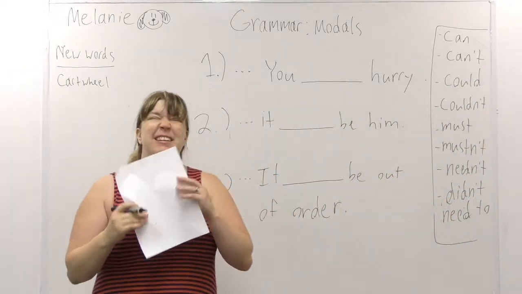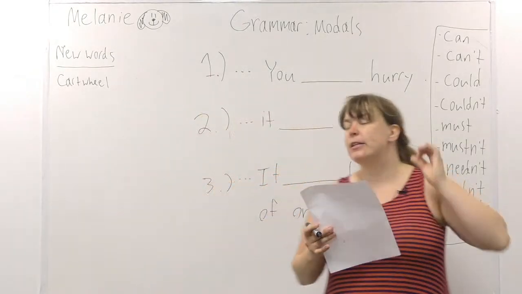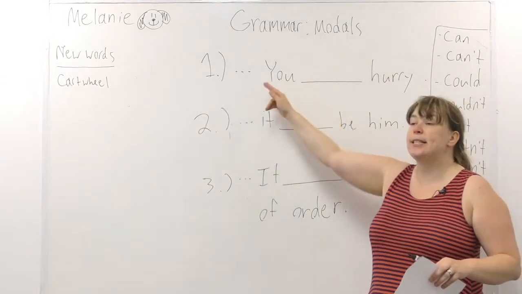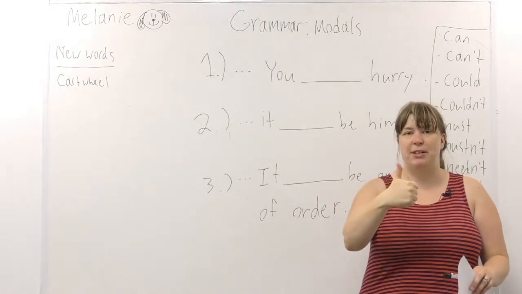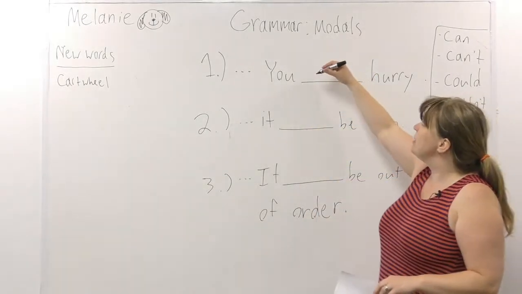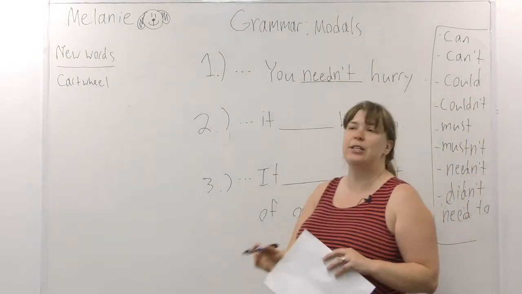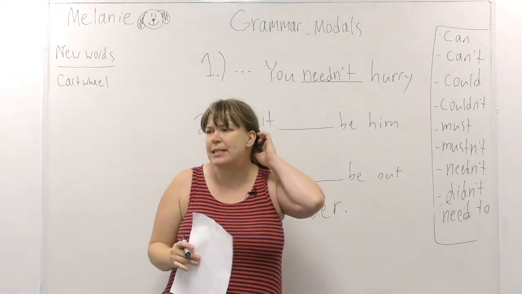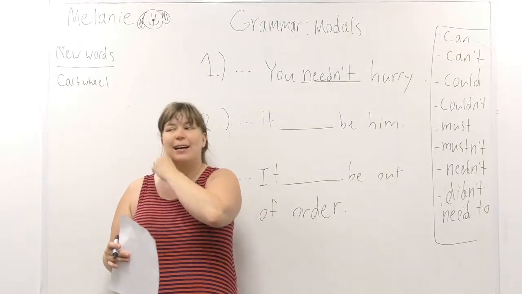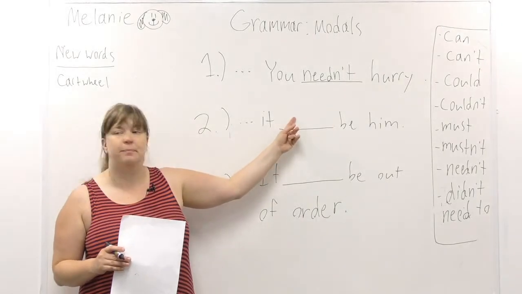Okay. So I'm not seeing a response for number 1. Like I said, didn't have to is close. If this sentence was in the past tense, that would be correct. But because this sentence is in the present tense, what you could say is you needn't hurry. So basically, you don't have to hurry. You needn't hurry. Very good try, though. Okay, what about number 2?